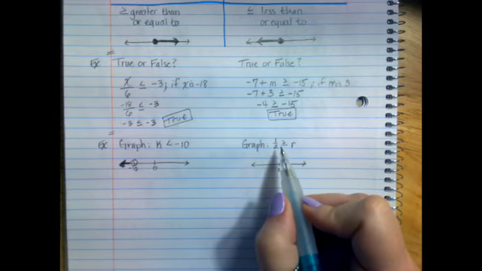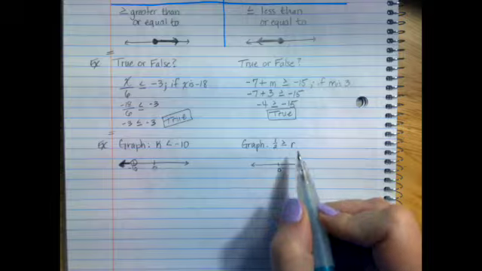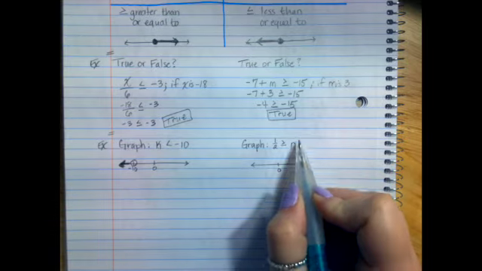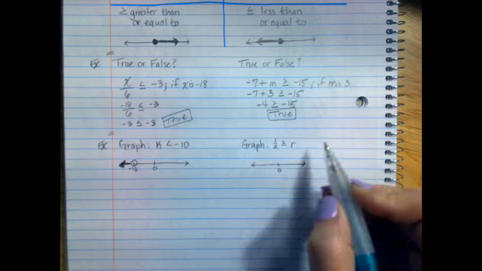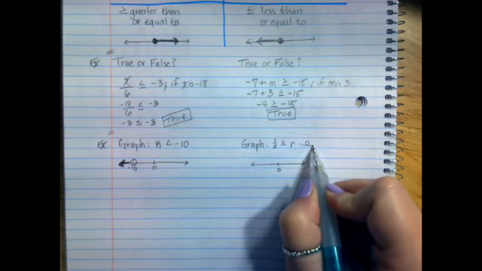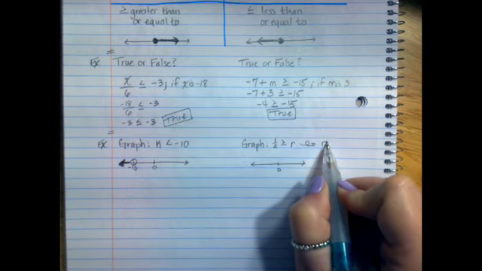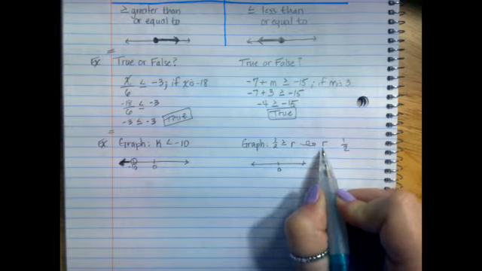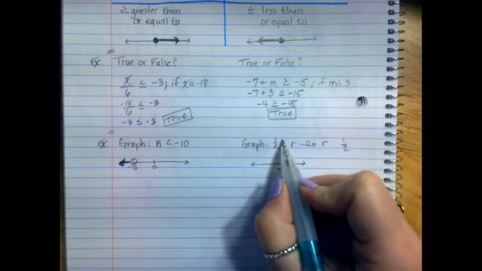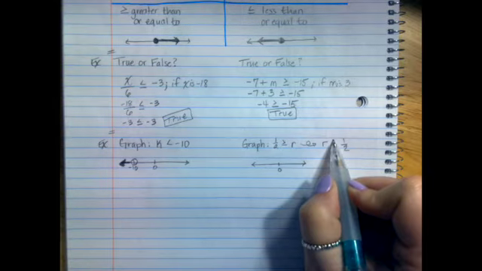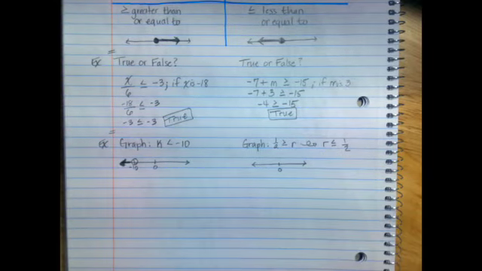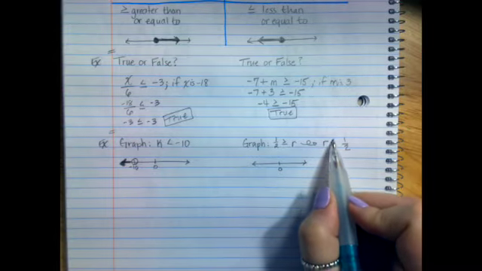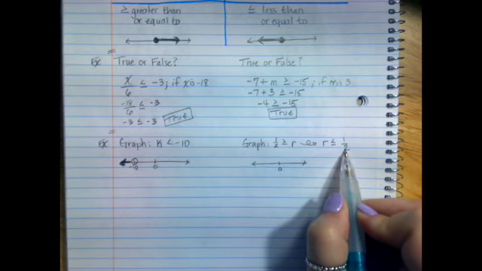All right, graph 1/2 is greater than or equal to r. Well, since my variable is on this side, I like to have it on the other side so I can read it better. So I'm going to flip everything around. R will be on this side, 1/2 will be here. And since I flipped everything, this started out pointing to the R, so I got to point it to the R again. Okay, so everything flips. So now it's R is less than or equal to 1/2.